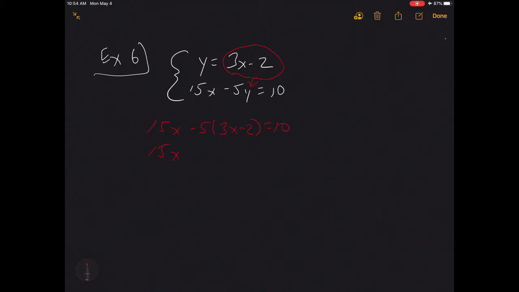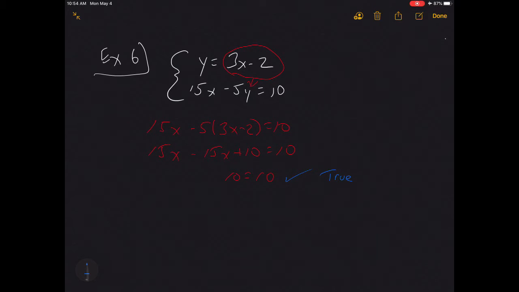So we've got 15x, distribute the negative 5 through. So we've got negative 15x, and then negative 5 times negative 2 is plus 10, equals 10. So what we have on the left-hand side, if I simplify, I've got 15x minus 15x. Well, that's 0. That goes away. So what that leaves me with is a statement that says 10 equals 10. Well, 10 equals 10 is true. It's always true. There's no variables left over. There's nothing for me to solve for. Because I ended up with a true statement, that means that this is always going to work, which tells me that these two lines are the same.